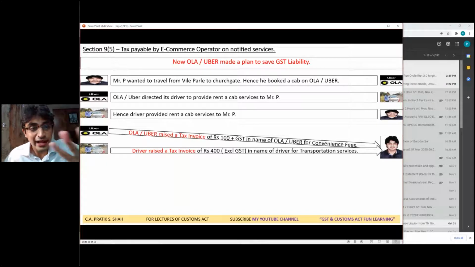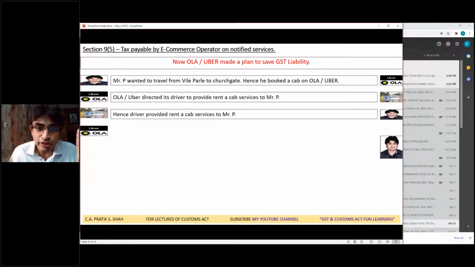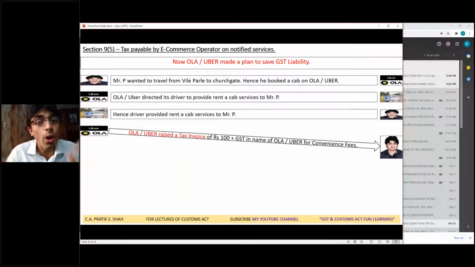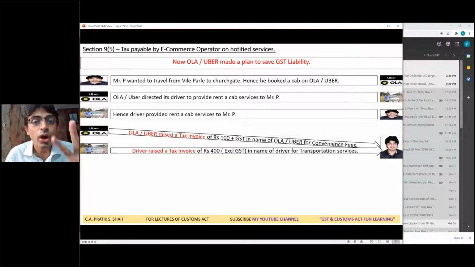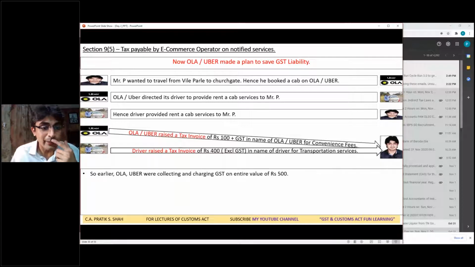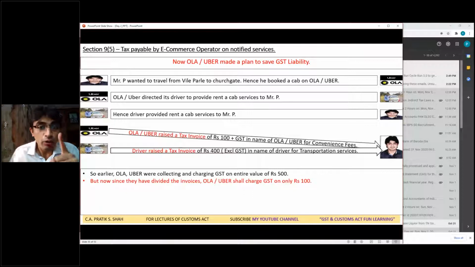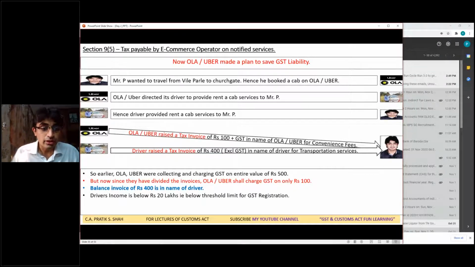Earlier Ola was charging on the entire 500. Now it has divided the invoice. First invoice 100 plus GST on convenience. And the second invoice is in the name of the driver, 400, and the driver's income is below 20 lakhs. So no question of GST. So this time what happened? Earlier Ola Uber was collecting GST on 500. Now Ola Uber is collecting only on 100. The balance 400 is in the name of the driver. The driver is below 20 lakh, so the driver is not charging GST on 400.